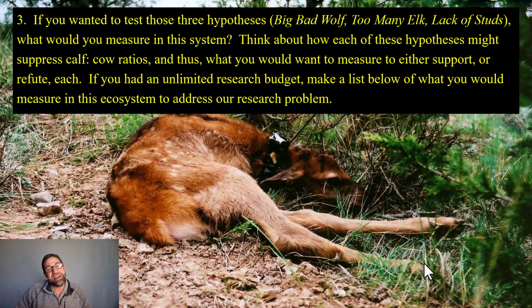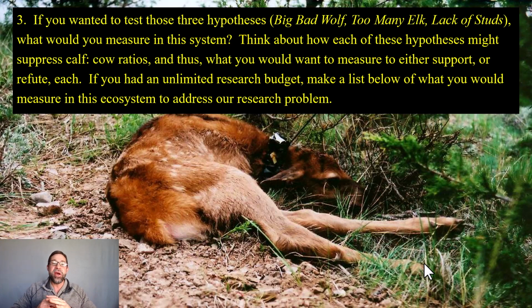If you wanted to test those 3 hypotheses, what would you measure in the system? So think about how each of those hypotheses, the big bad wolf, the too many elk, and the lack of studs, might actually suppress calf-cow ratios. Mechanistically, how might they actually be doing it? And as such, what would you measure to either support or refute each of these?